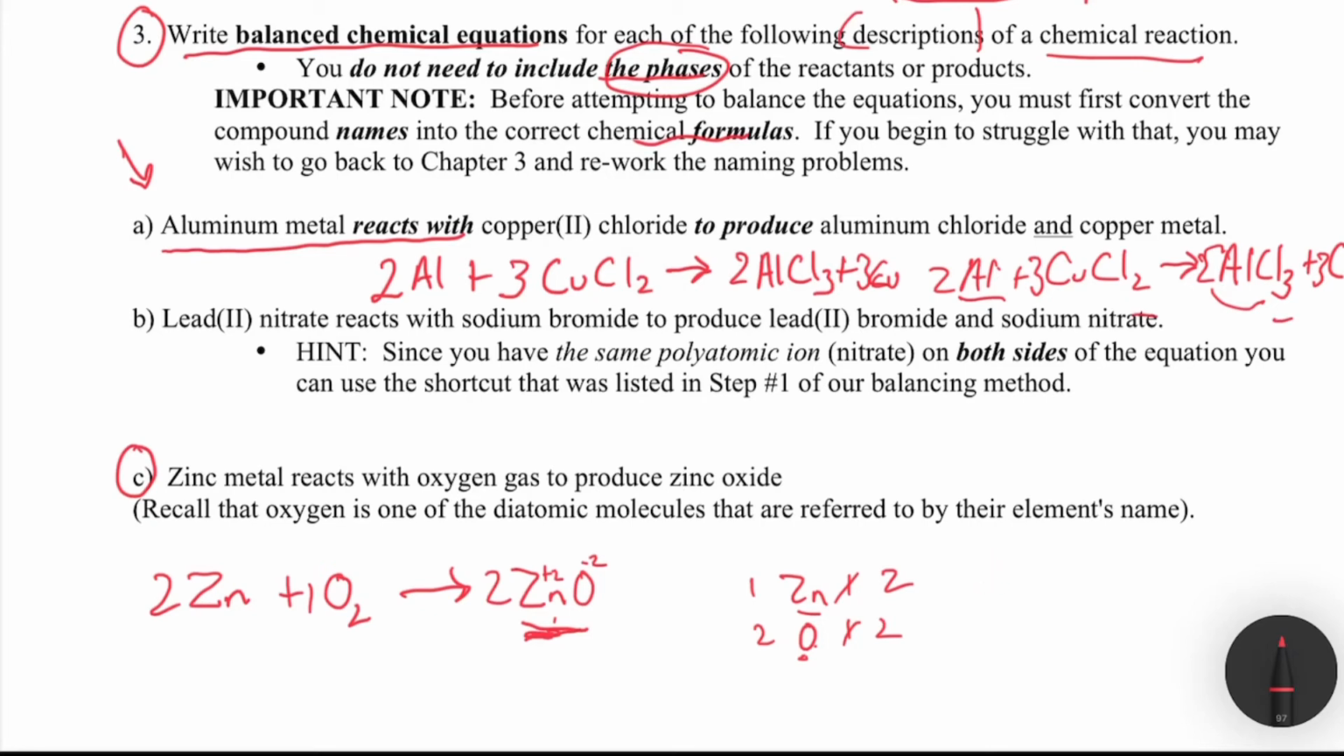So we have 2 zinc atoms, and that's going to react with O2, diatomic molecule gas, to produce zinc oxide with a 2 in front of it. So that is our balanced and written out from the names chemical formula. So the coefficient ratio, remember, would be 2 to 1 to 2. Okay? So, yeah, hopefully that helps.